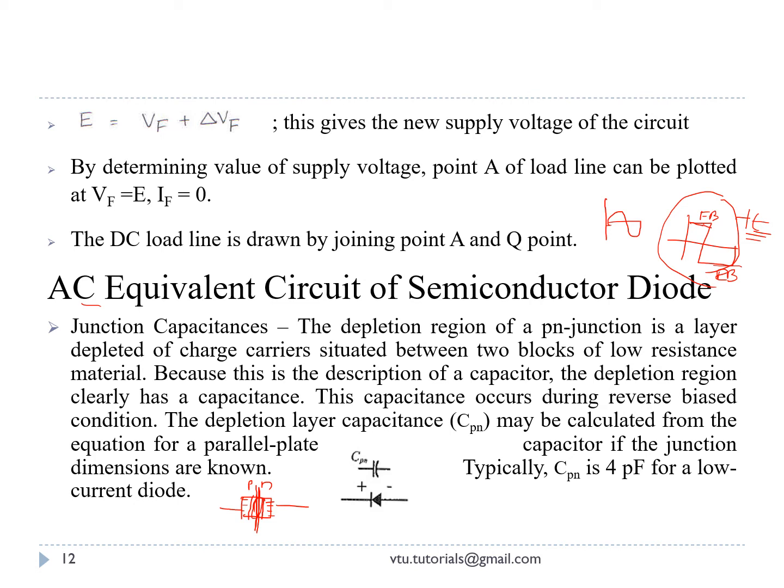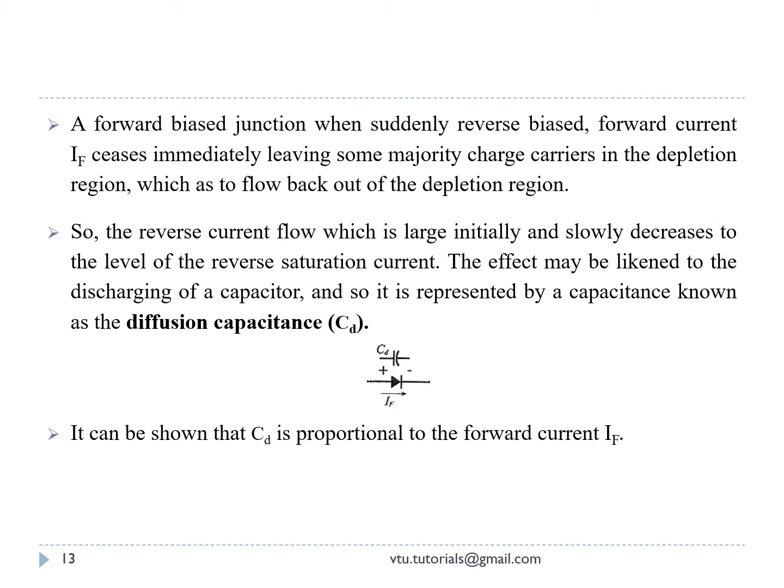So a diode is represented as a junction capacitor due to the depletion region. Next, a forward bias junction, when suddenly reverse biased, the forward current IF ceases immediately, leaving some majority charge carriers in the depletion region, which have to flow back out of the depletion region.